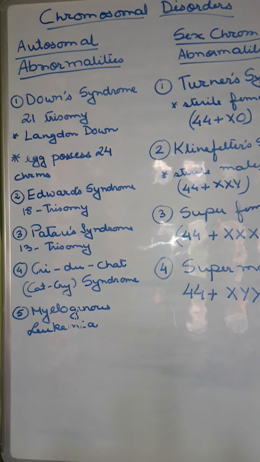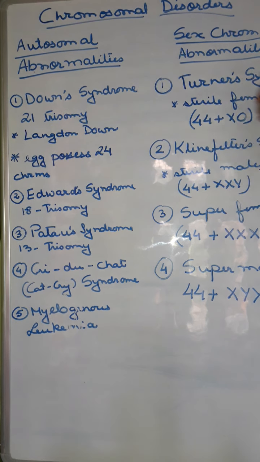Now basically these are divided into two parts, the autosomal abnormalities and the sex chromosomal abnormalities. The autosomal abnormalities means the abnormalities that occur due to some problems in the autosomal chromosomes. Accordingly these are divided into different types. So first let's discuss the Down syndrome. The Down syndrome is also known as the 21 trisomy, Mongolian idiocy, Mongolism. Okay, it was first reported by Langdon Down and accordingly the disease is named the Down syndrome.